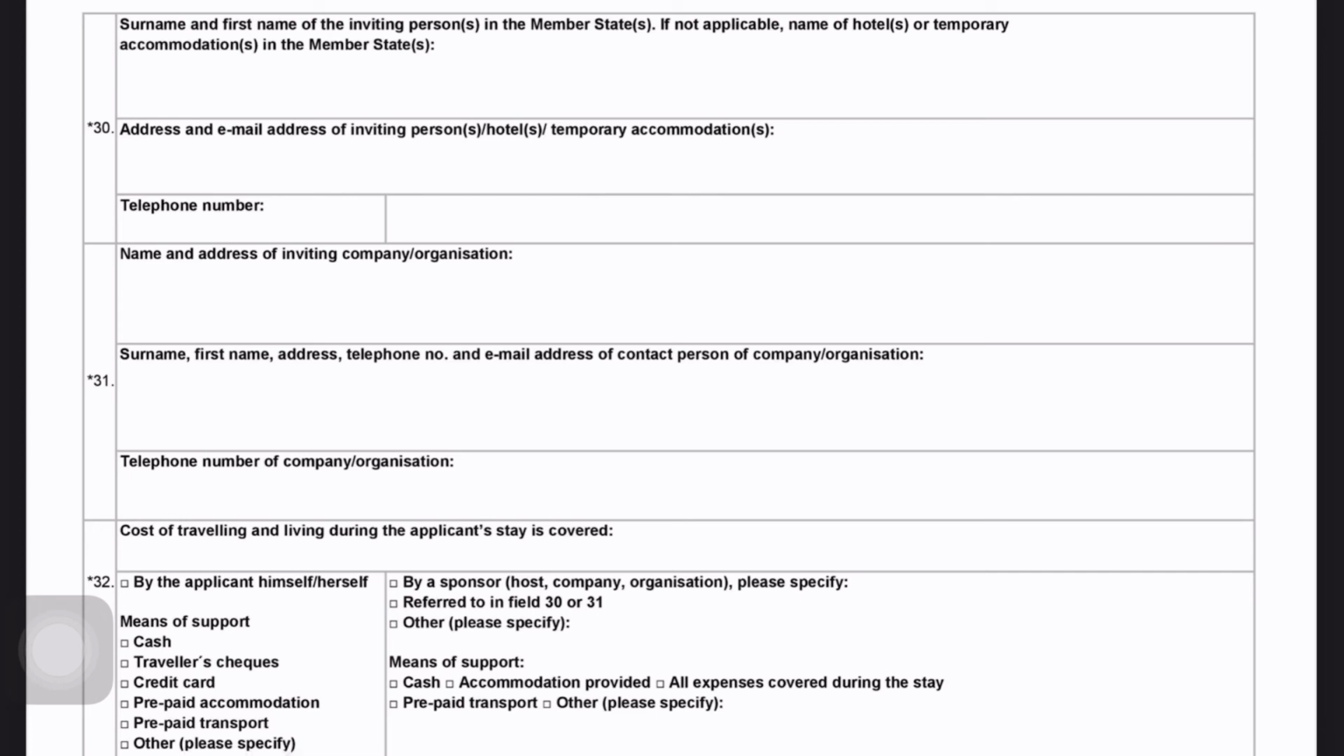On 32nd you have to mention who is going to take responsibility for your whole expense over the trip. So you have to mention yourself or your employer. If you mention the employer, then you have to mention why. Mostly the case is that you are the one who is going to take care of your whole expense, then you have to take the first one. Then you have to mention whether you are going to carry cash or you have card details, and accordingly you have to tick it.